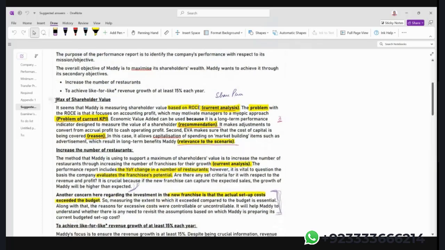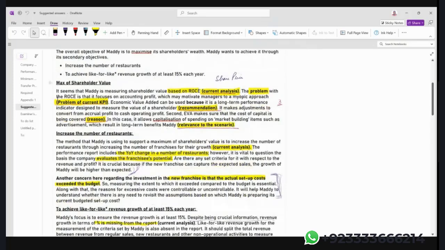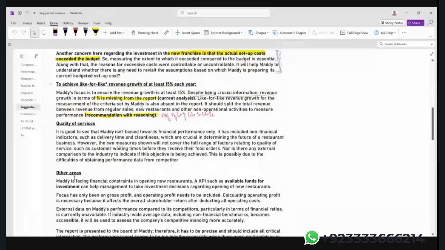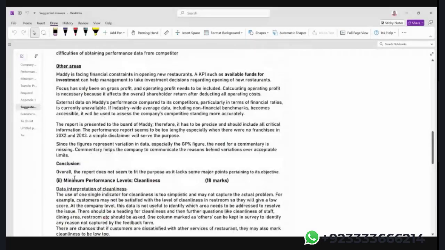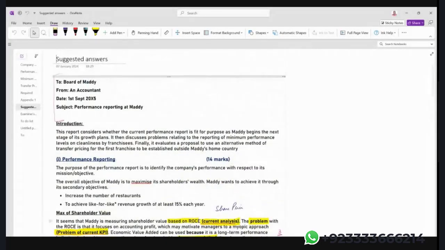And then we have started with what is the first objective, what is the second objective, what is the third, fourth, and the other areas, and the conclusion, right? So that's basically how you should structure your answer whenever you are writing it. Okay.